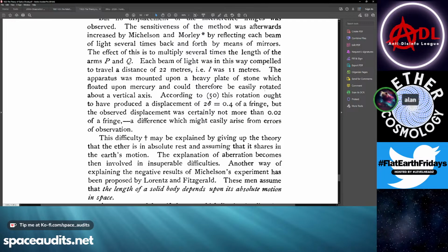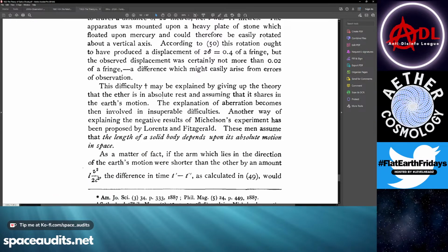The length was 11 meters. The apparatus was mounted on a heavy plate of stone which floated upon mercury and could therefore be easily rotated about a vertical axis. According to equation 50, this rotation ought to have produced a displacement of about 2Δ equals 0.4 fringe, but the observed displacement was certainly not more than 0.02 of a fringe, a difference which might easily arise from errors in the observation.